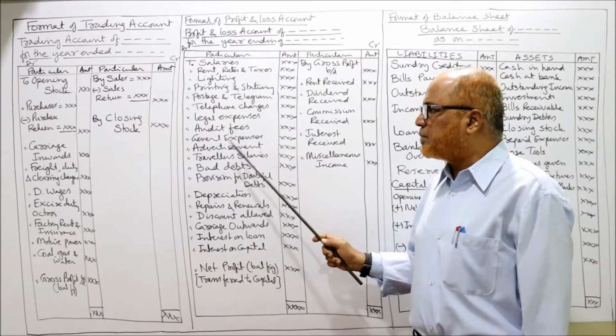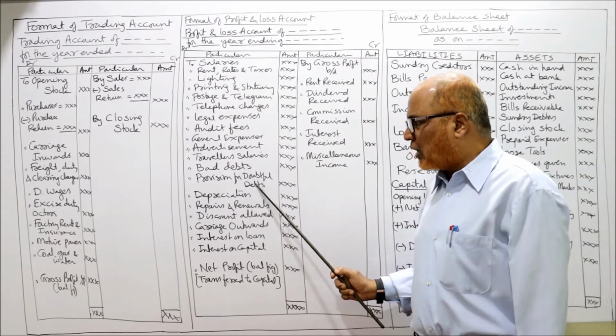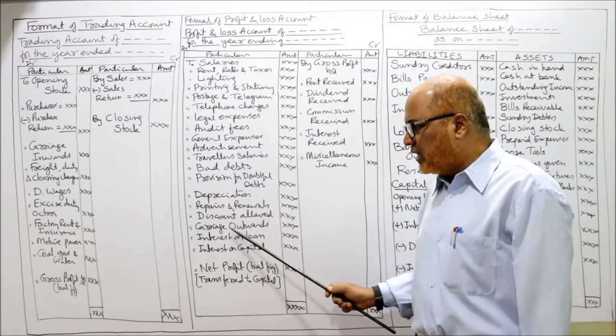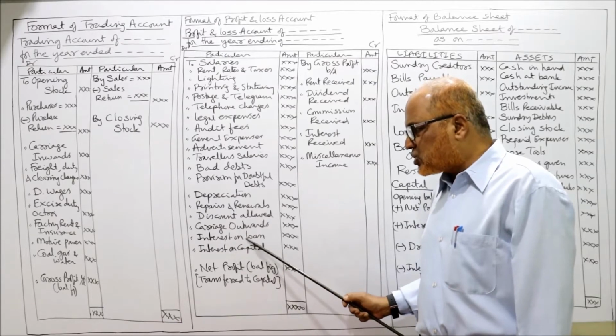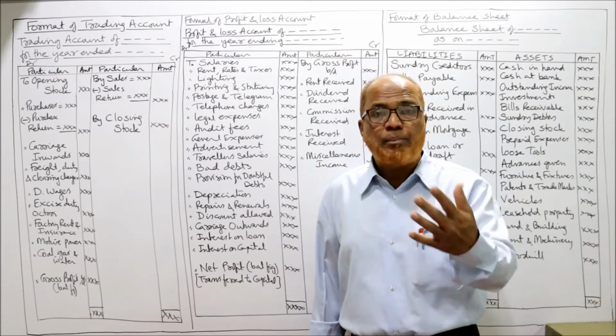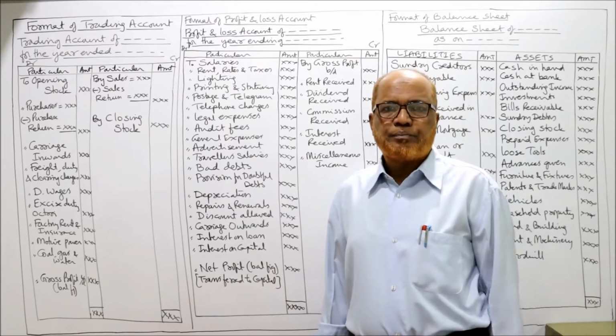audit fees, general expense, advertisement, travelers' salaries, bad debts, provision for doubtful debts, depreciation, repairs and renewals, discount allowed, carriage outward, interest on loan, interest on capital. Remember, these are few examples I am giving. Don't think all these items will be there in every problem.